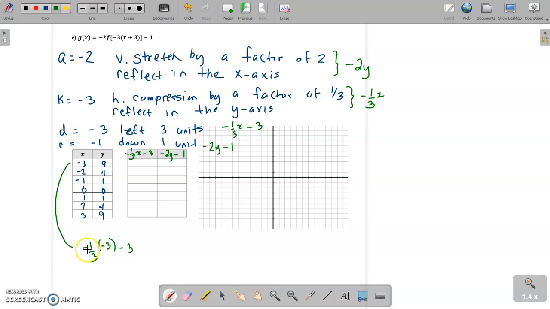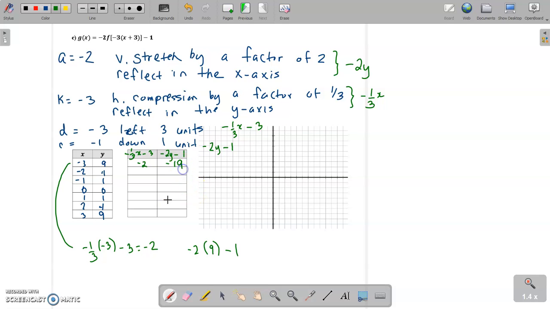So we know that a negative and a negative is positive. So 3 divided by 3 would be +1, subtract 3, we get -2 here. And then we have the original y value multiplied by -2. And then we subtract 1. So that would give us -19.